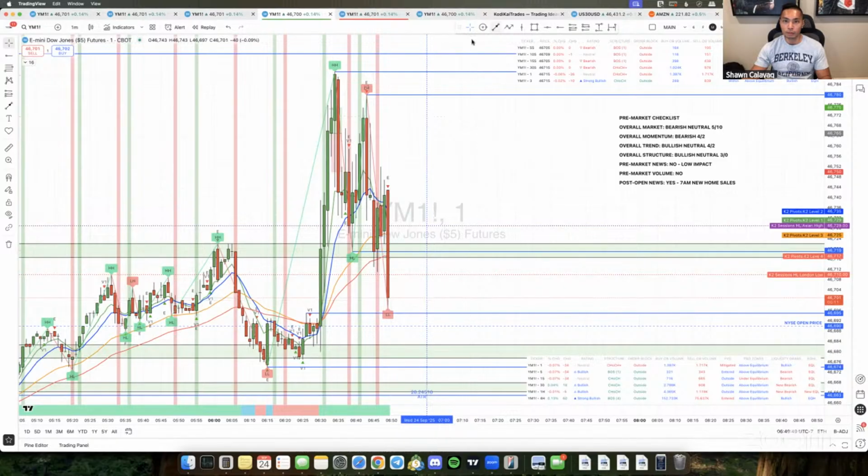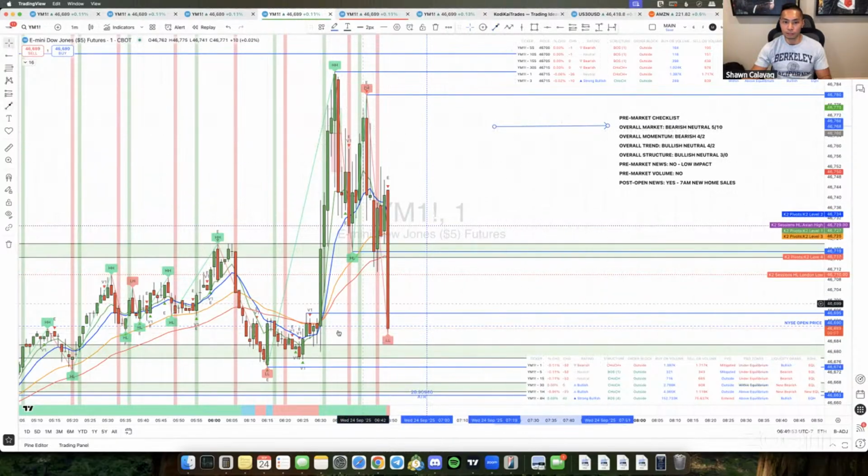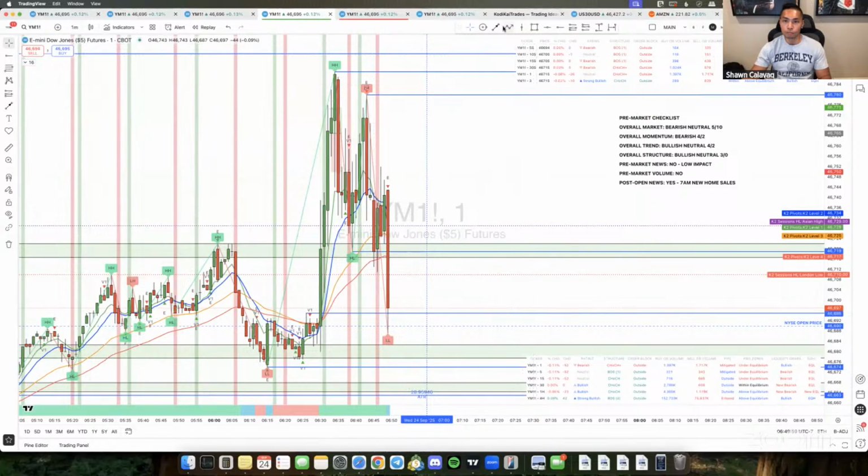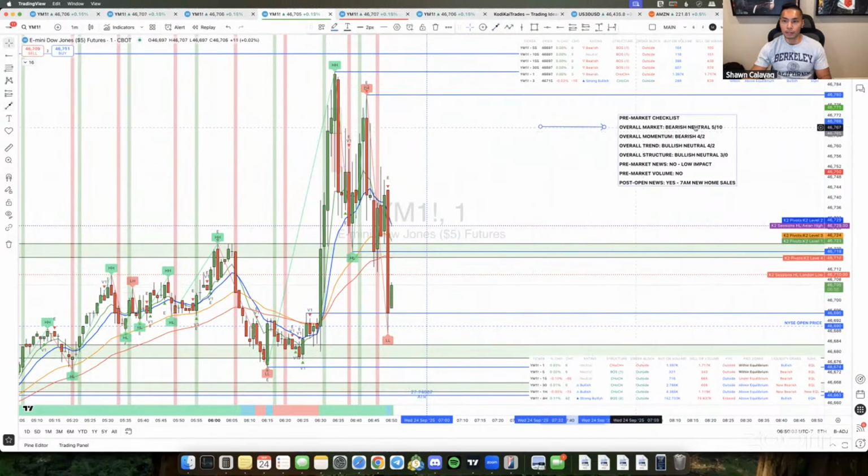So if you guys remember, I'm going to leave this alone. Whenever I mark up the pre-market checklist, I'm going to leave this alone because the correction to the downside is highly likely, right? And price is actually coming right back down. So pre-market, I marked up overall market bias, which was bearish neutral, so we already expected price to come down. The overall momentum at the time was bearish. Overall trend was bullish neutral. Overall structure was bullish neutral. So it was a little mixed across the board.